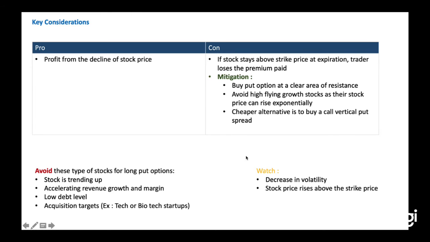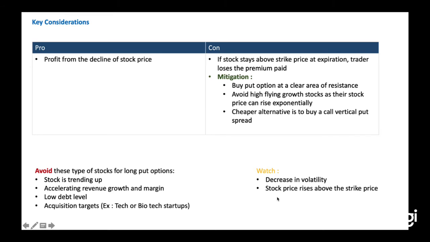So avoid stocks that are really trending up. There's accelerating revenue growth and a margin increase. It has a low debt level, and some of these are acquisition targets, like a tech or a biotech startup. And watch out for a decrease in volatility. Normally, when the volatility is low, that's when you buy these put options, but you don't buy when it's high.